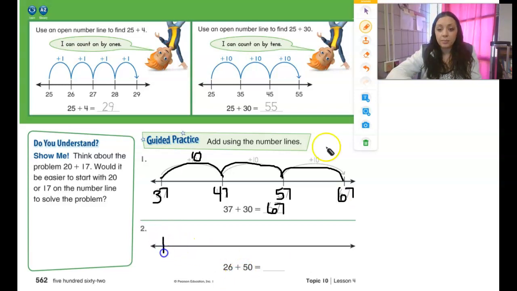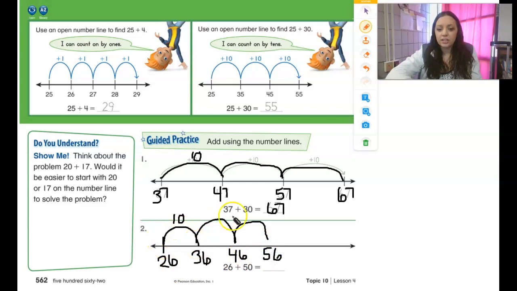So I'm going to start my open number line with the number 26, okay? And then let's think about 50. What is 50? 50 is 5 tens. So I'm going to hop 5 times. So I add 10. I'm going to put 10 right here. And how much would that be? 26, 36. Very good. I add another 10, and that would be 46. Very good. I add another 10, and that would be 56. Very good.